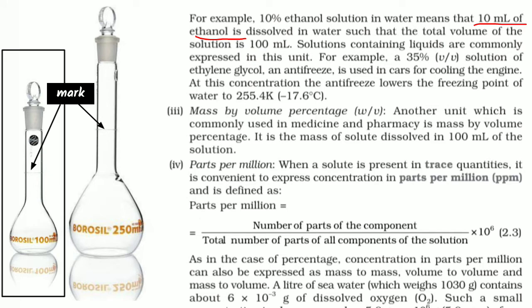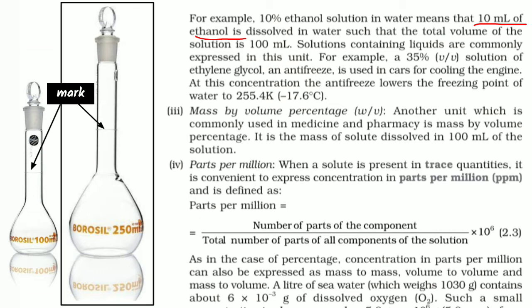So if it is a 100 ml volumetric flask, then if the solution is up to this mark, it is your 100 ml solution. And let's suppose this is your 250 ml volumetric flask. If you fill the solution up to this mark, then the volume of the solution inside that flask will be 250 ml. Understand? So this is very simple. By using this volumetric flask, we can minimize the errors.